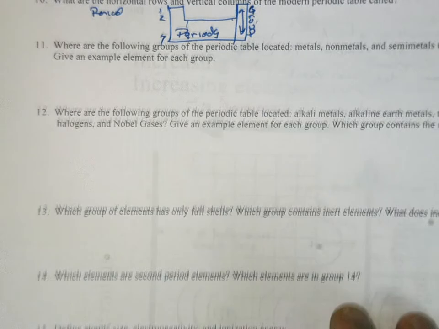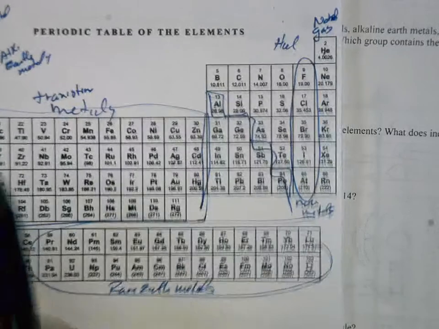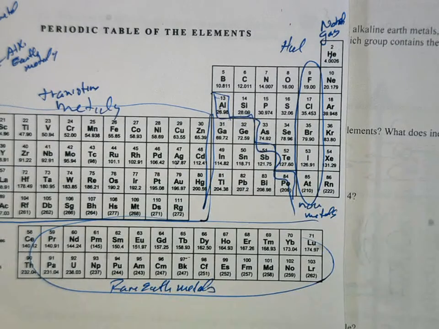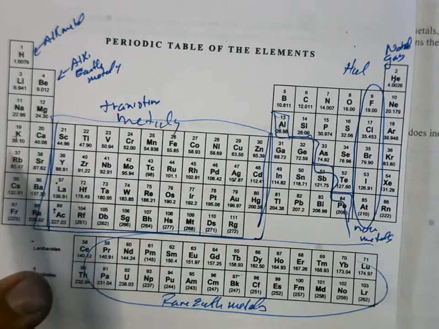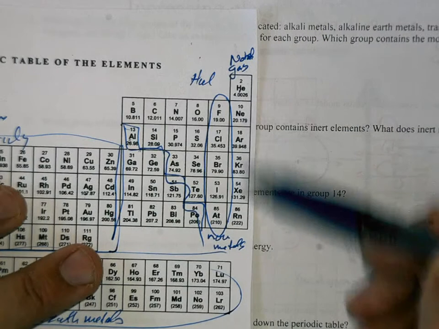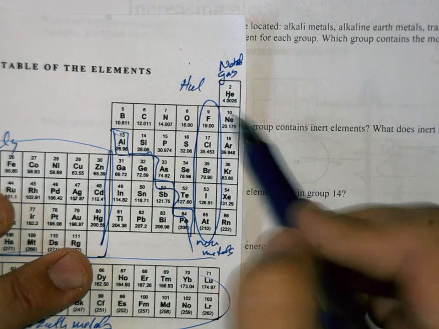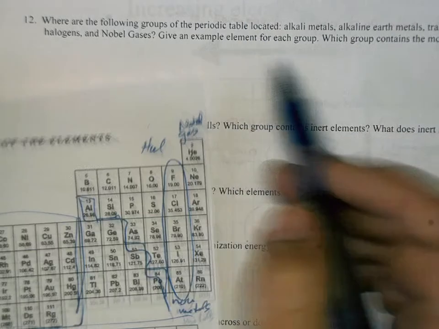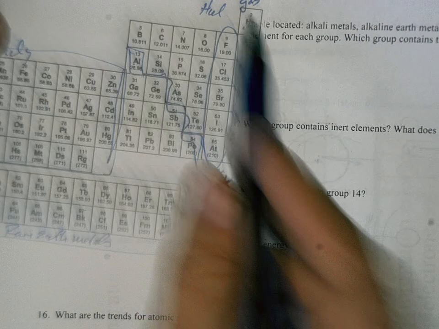Okay, number 13. Which group of elements has only full shells? Well, when we take a look at the periodic table, as we go across the table, 1 electron in the outer shell, 2 electrons in the outer shell. Transition metals are weird, they have 1 or 2. Then we have 3, 4, 5, 6, 7, and then finally, these elements here have 8 electrons in their outermost shell, except for helium. It's too small to have 8, it has 2. So, to answer the question, which group of elements has only full shells? It's going to be the noble gases.